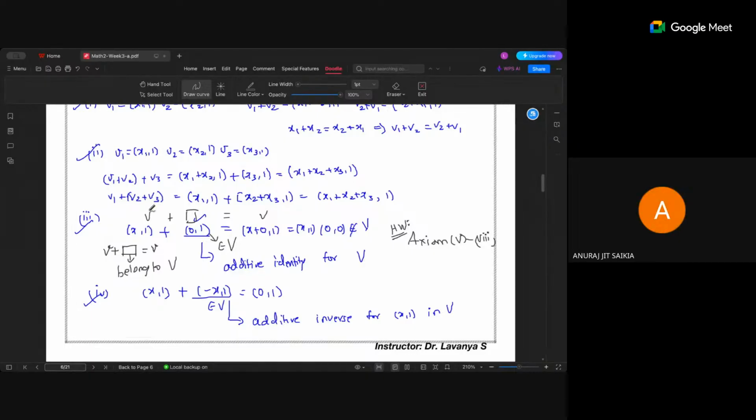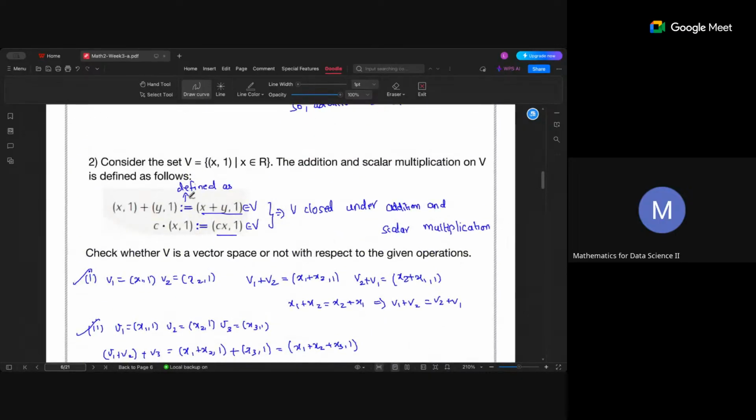Ma'am, can the zero vector be different in different vector spaces? Yes, it can be different in different vector spaces with respect to the defined way of addition and scalar multiplication. It will vary. If it is the usual addition and usual scalar multiplication, then there is no confusion. It is just going to be the origin. But when it is not the usual addition or scalar multiplication, then only you have to worry.